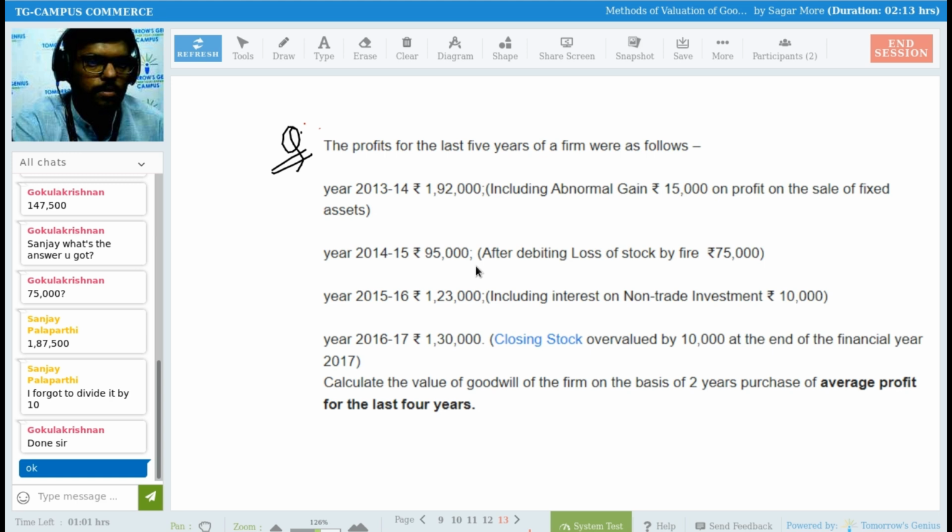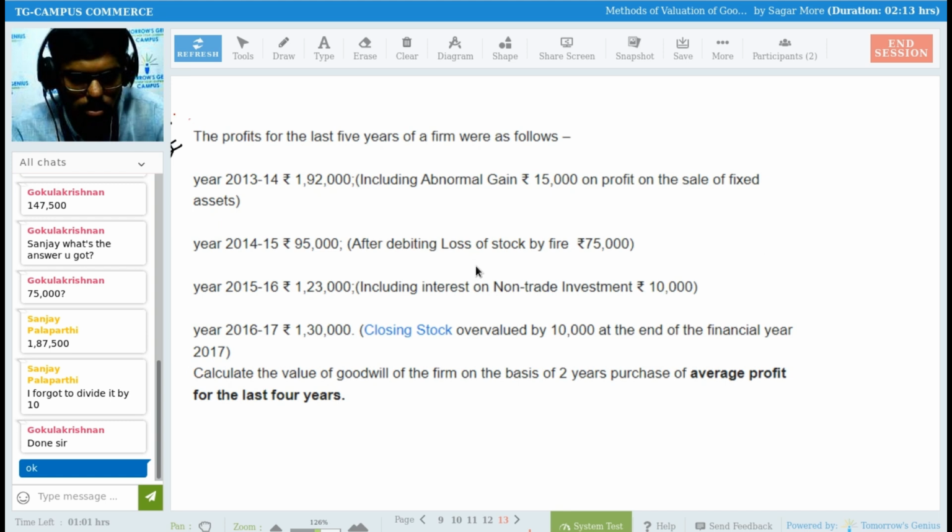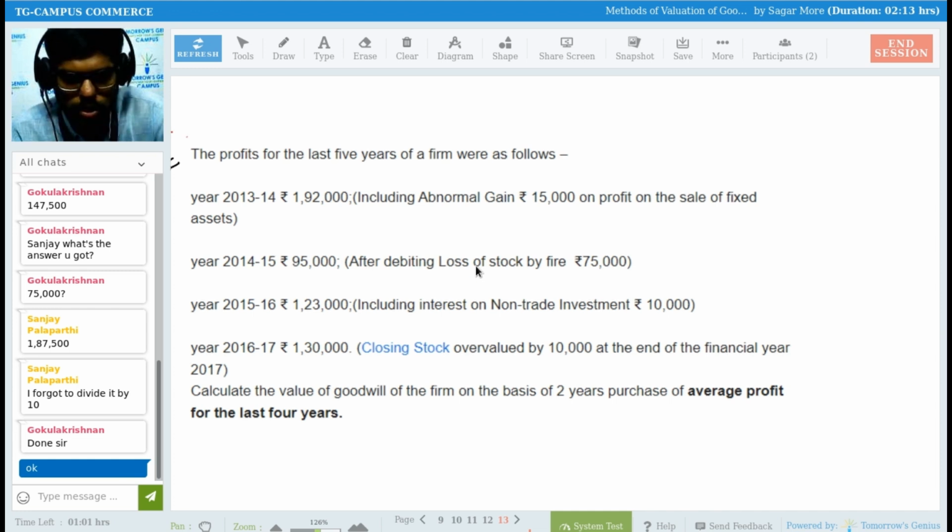Done? Yes, Sanjay, Gokul. Shall I discuss, Gokul? Sir, non-trade investments should be subtracted, including interest on non-trade investment. Yes, yes. So I'm preparing a solution here. Just check whether your answer is correct or not.